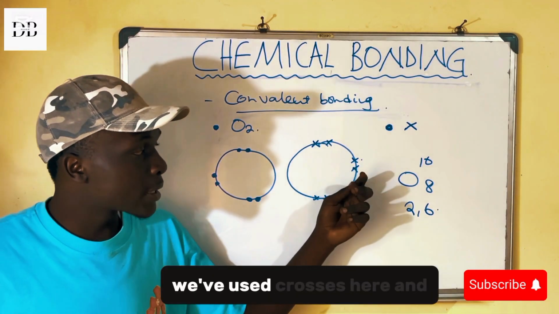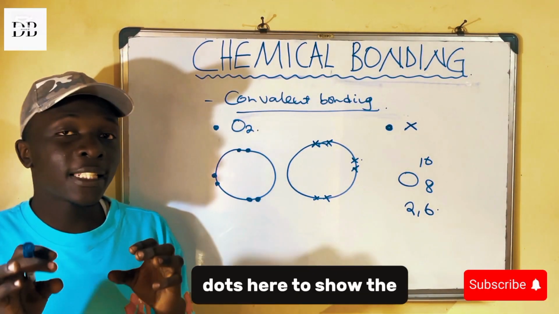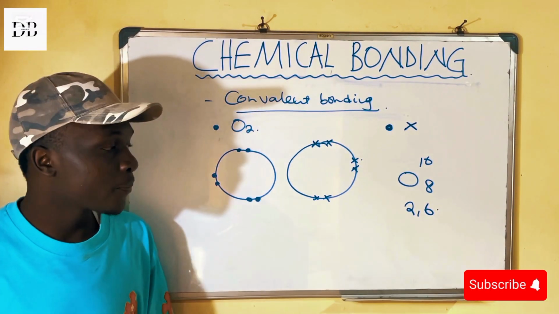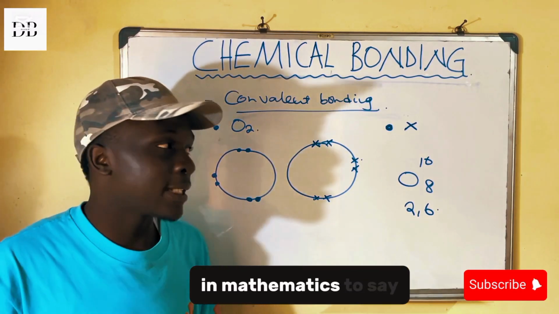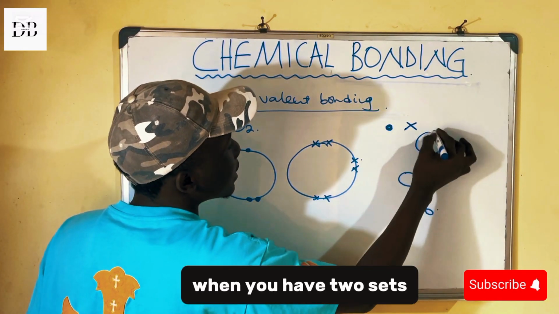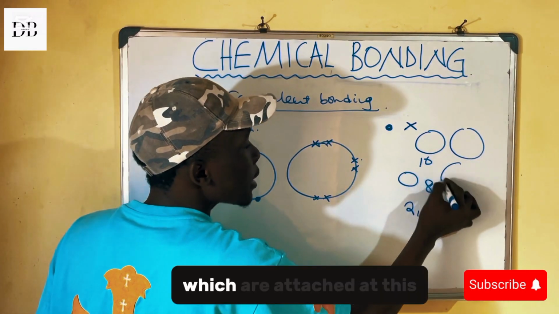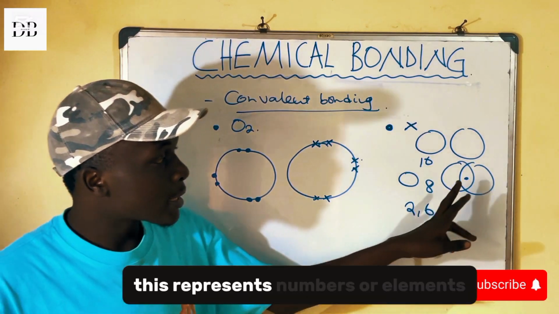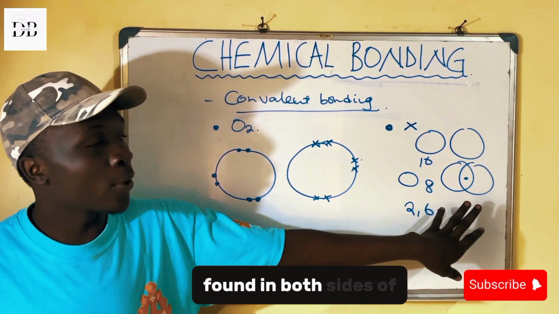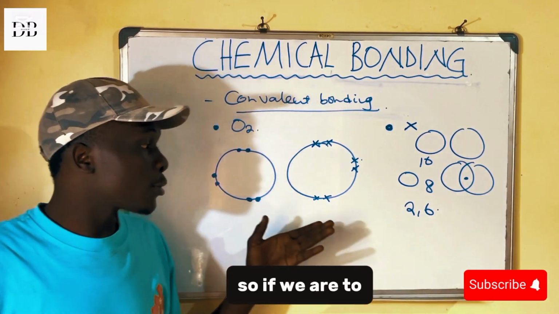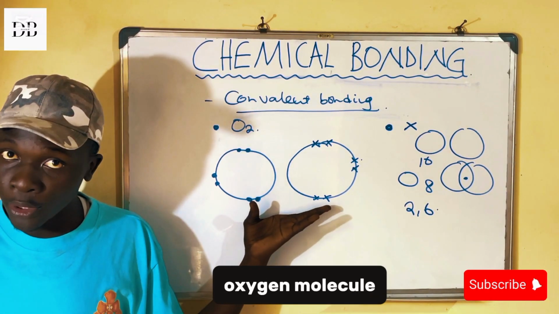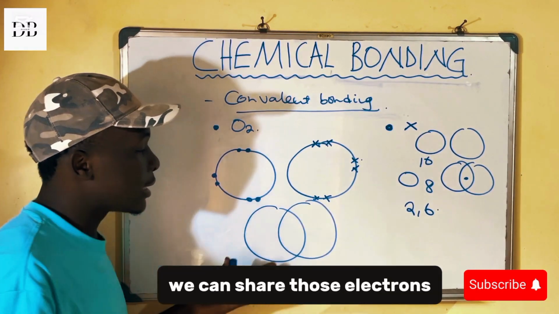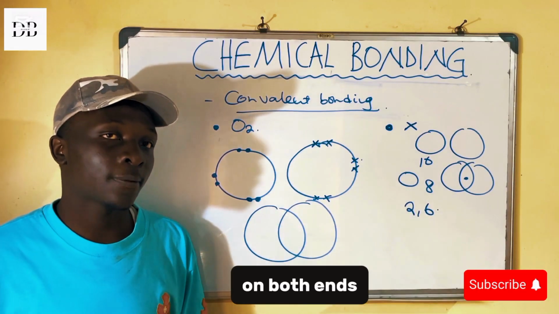So we can see that we've used crosses here and dots here to show the difference even when we are pairing, so that you can see which ones have been shared. Now you must have learned in mathematics that when you have two sets like this, which are attached at this point, this is the intersection. This represents elements found in both sets. So if we are to share electrons as such in an oxygen molecule, we need to draw it as a set so that we can share those electrons and they can be found on both ends.